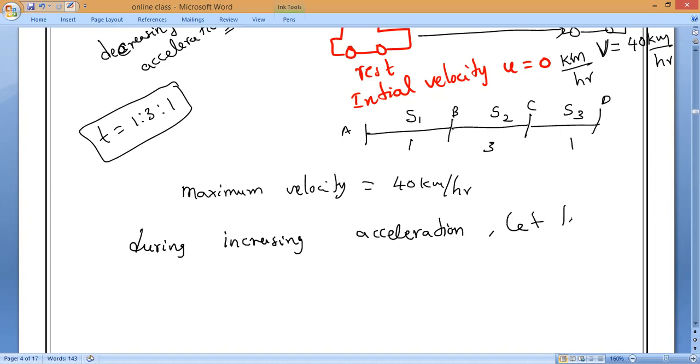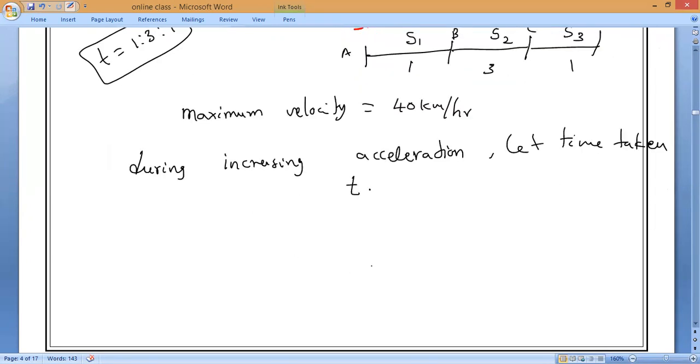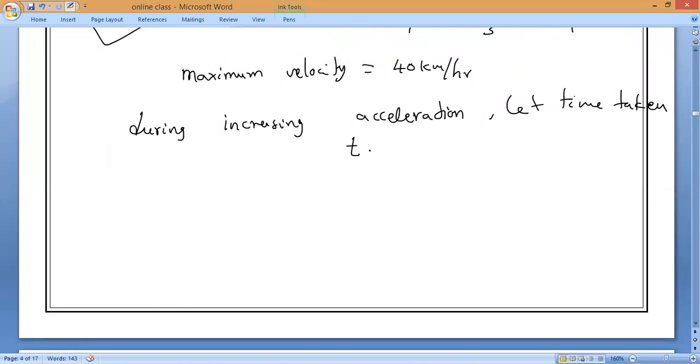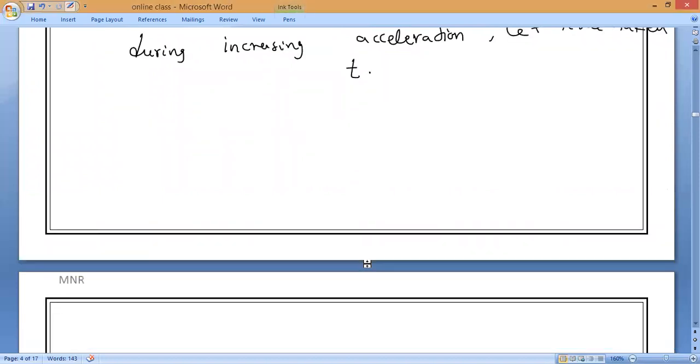During increasing acceleration, let time taken be considered as what, guys? T. Is it okay, guys? Any doubt? Time taken is what? T. Now, from the definition of average velocity, what is the average velocity formula? Anybody can tell me? Average velocity is equals to total distance by total time.